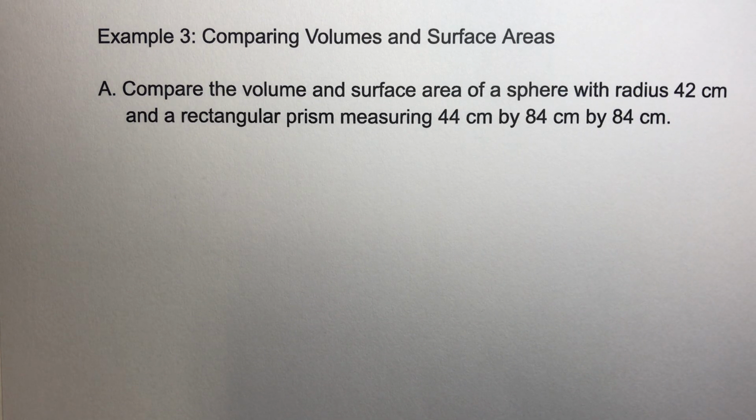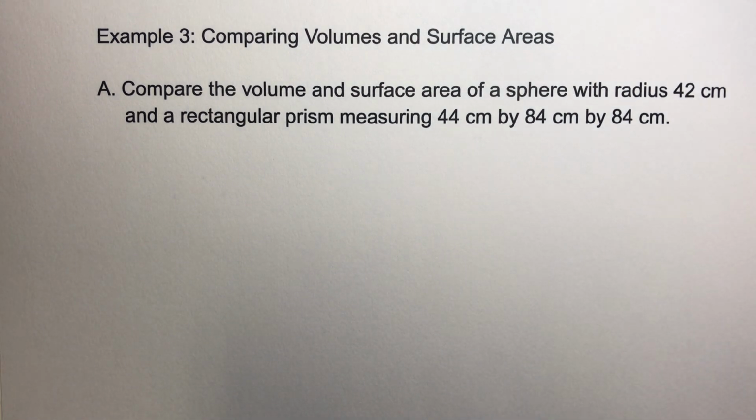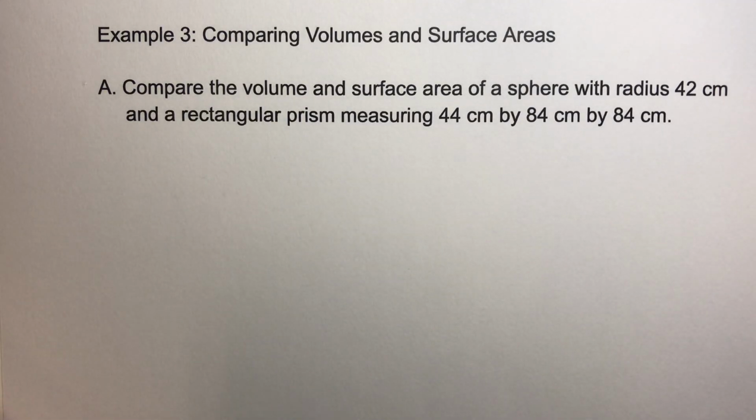Welcome back for example 3. We're going to be comparing volumes and surface areas. So for A, it says compare the volume and surface area of a sphere with radius 42 and a rectangular prism measuring 44 centimeters by 84 centimeters by 84 centimeters.